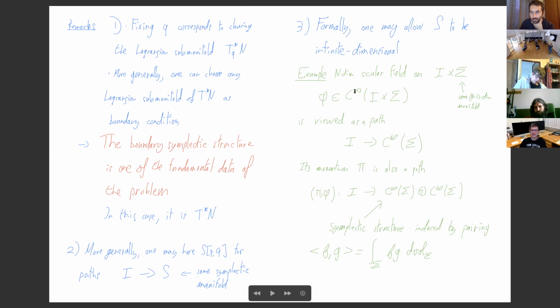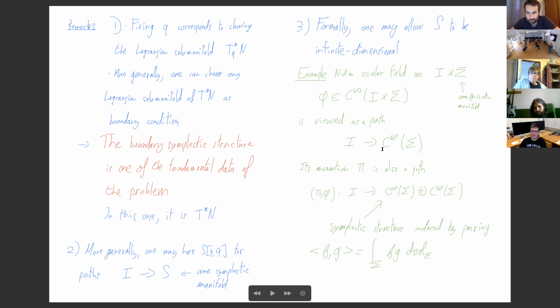So my bulk manifold will always be of this form. Okay, so the scalar field is just a function on the manifold I cross sigma, but you can think of a function on I cross sigma as a path from the interval to the space of functions on sigma. Okay, and so this is somehow the idea. So instead of thinking of your field theory as a field theory on I cross sigma, you think of it as a theory of paths in functions on sigma. Okay, so this is your infinite dimensional target. So this is not symplectic yet, because actually I just introduced the position variables, my phi now are the position variables. I will also introduce their momenta.